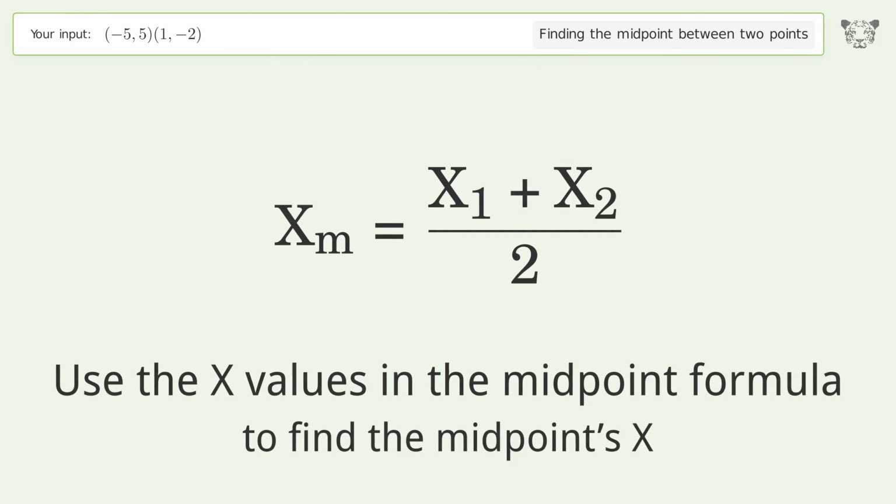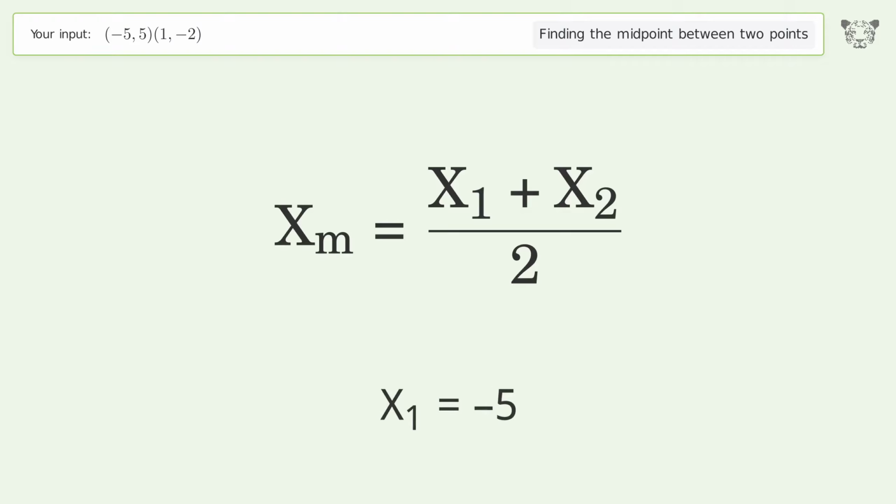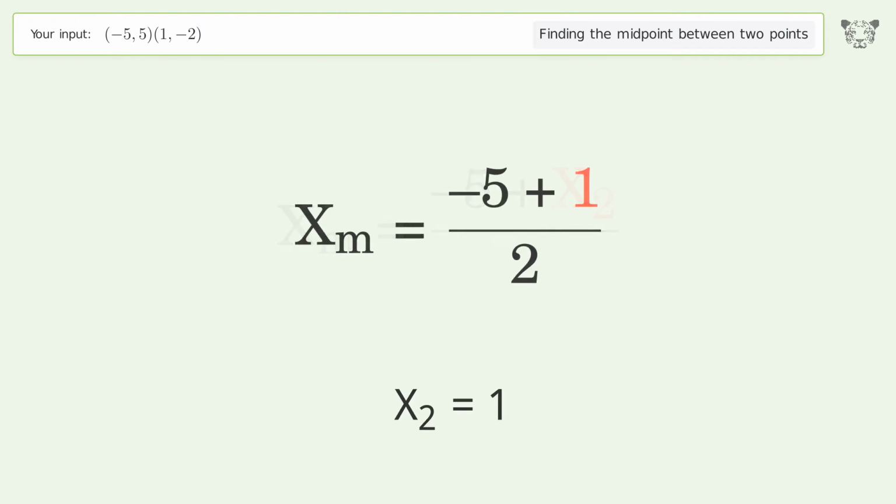Use the x values in the midpoint formula to find the midpoint's x. x1 equals -5. x2 equals 1. Simplify the arithmetic.